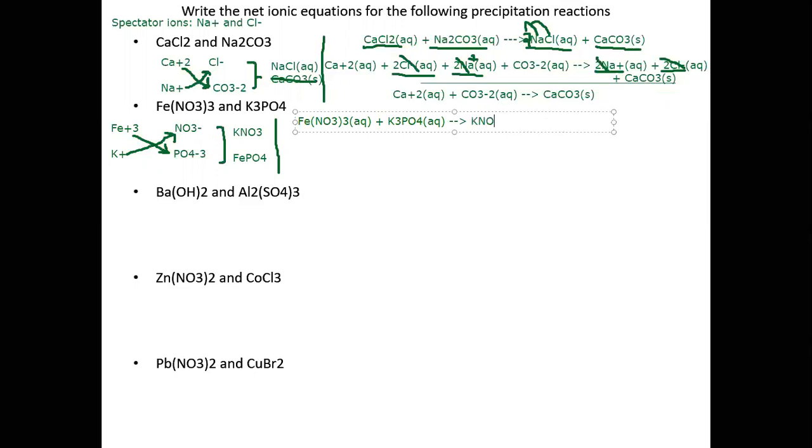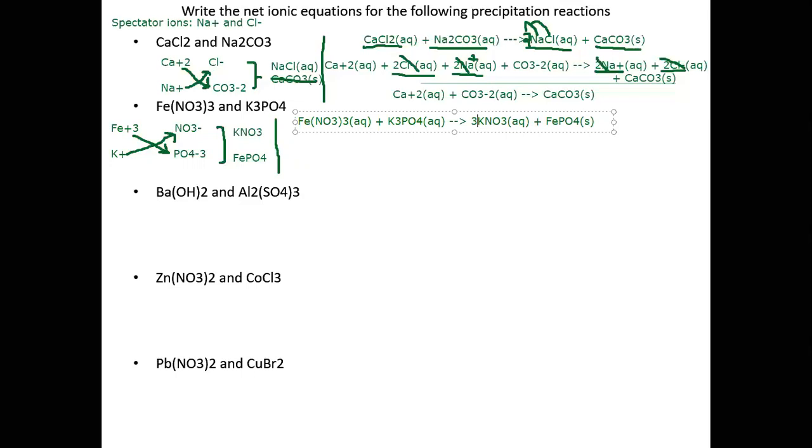Now, when we're writing our products, we have to look at solubility rules. So potassium nitrate is a group 1 salt, so it's soluble. It's going to be aqueous. And iron 3 phosphate. So for phosphates, only group 1 and ammonium cations form soluble phosphates. So this would be insoluble. And so this is the molecular equation. We need to balance it before we can continue. So to balance it, we just put a 3 here.